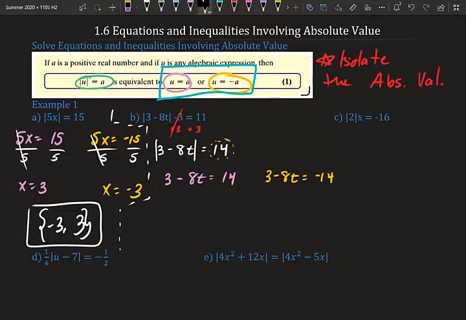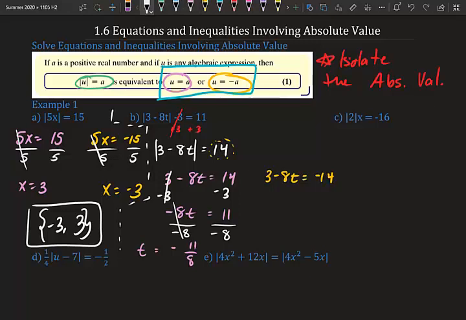Now from here, we just solve for the variable, which we're really good at. So we're going to subtract 3 from both sides. And when we do, we're left with negative 8t equals 11. We're going to divide by negative 8. And when we do, we're left with t equals negative 11 over 8. It does not matter where you put the negative. The negative can go top, bottom, or middle. I'll explain that more as we go through this semester.